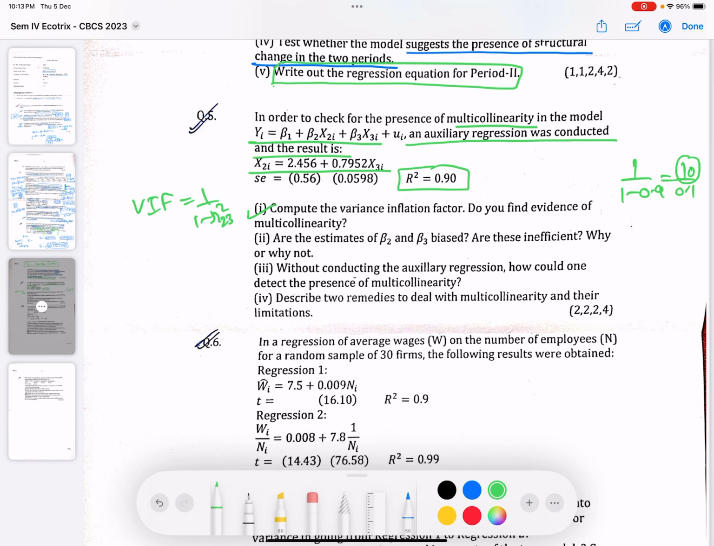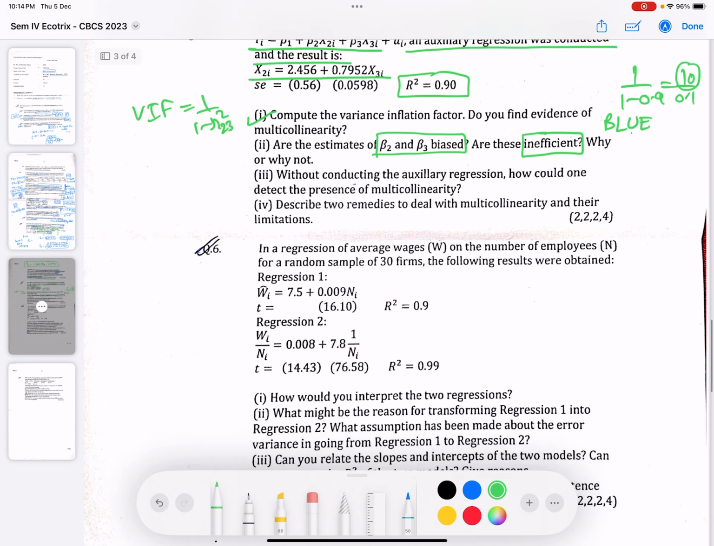A value greater than 10 indicates that multicollinearity is present. And we know when multicollinearity is present, the betas are unbiased. They are not BLUE, but they are unbiased. They are not efficient. We have studied this, that they have larger variance, right?